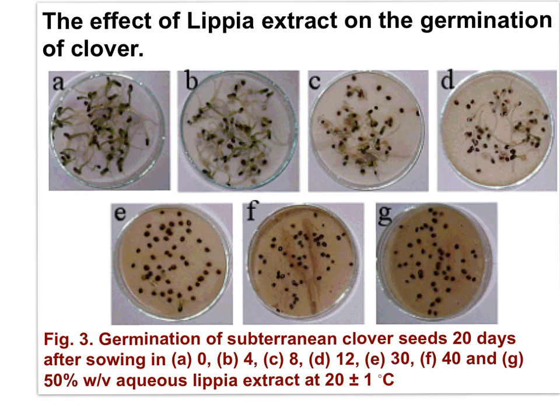Here are the results of a germination experiment testing various concentrations of Lipia extract on clover germination. You can see the concentrations of the Lipia extract given here. Lipia is an invasive species introduced to inland river systems in Australia. Lipia releases a chemical that appears to inhibit the germination and growth of other species. And you can see the negative influence of Lipia on germination of clover seeds in these photographs.